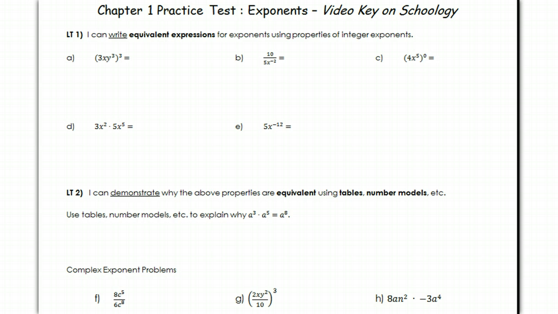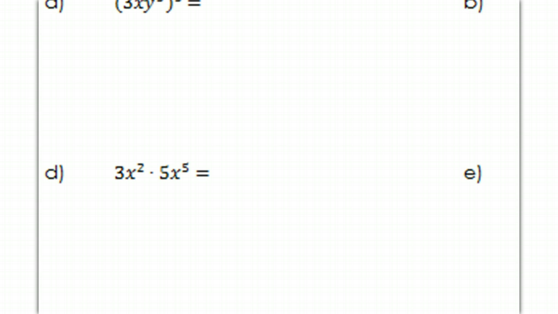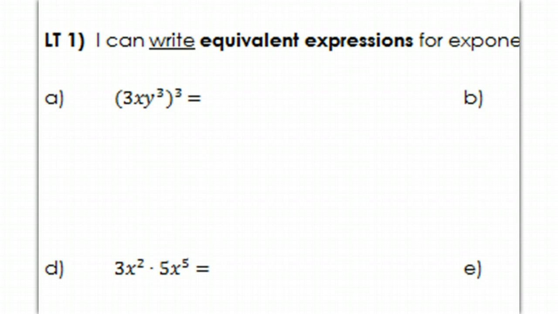First question, basically we have to distribute some exponents. Remember, it's not really the distributive property, but that's the easiest way to think about it. So here's the first question, A. What we need to do is take that exponent of 3 and bring it inside to the y to the third, the x, and 3, all three of those things. Remember, each of these things can be separated by multiplication on the inside.